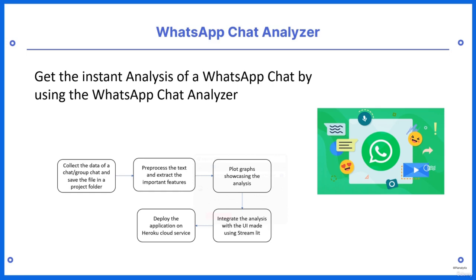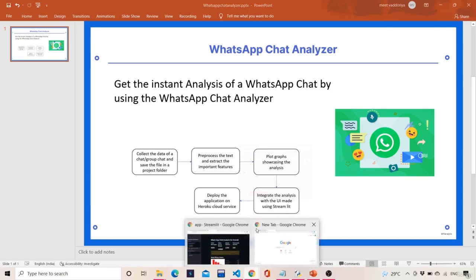So for that, we need to collect the data from a personal chat or a group chat, save it as a text file in a folder, and then run some code for extracting the features from the text. After we extract the features, we need to plot graphs and show the analysis. Then we integrate the analysis with the UI, which we will be making using Streamlit, and deploy this whole application on Heroku Cloud. So let's see the demo of it once.